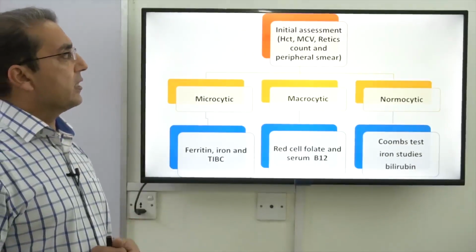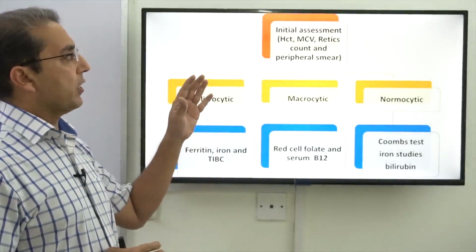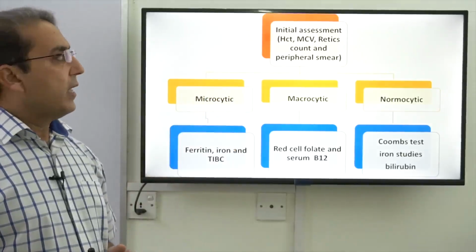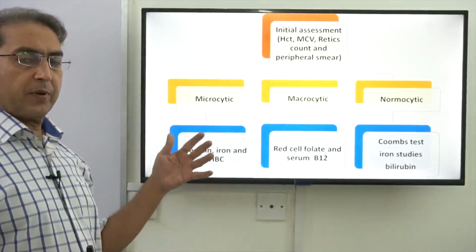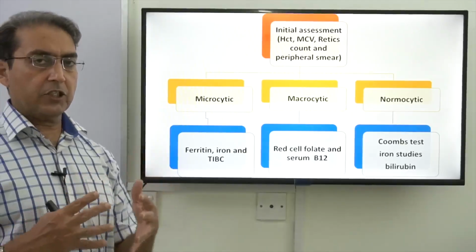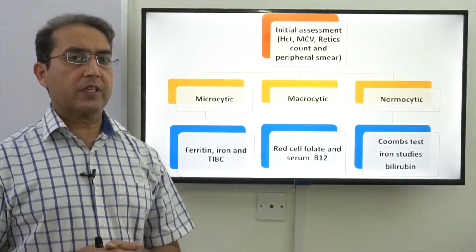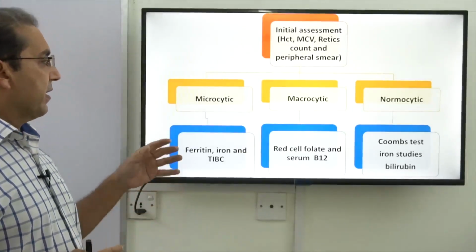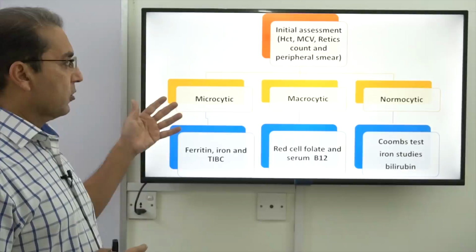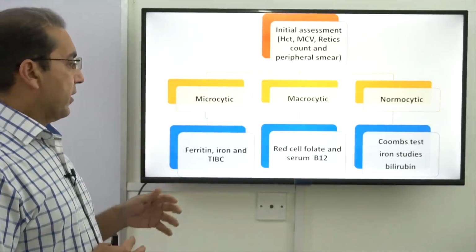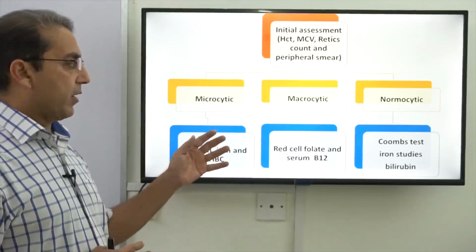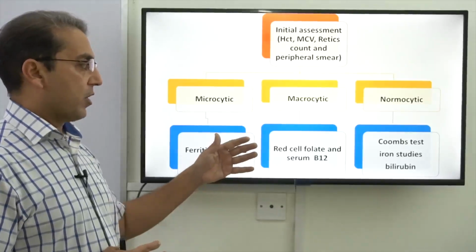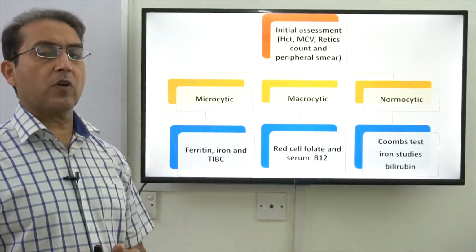Now what's the initial assessment? We go for hemoglobin, hematocrit, the mean corpuscular volume, the reticulocyte count, and we look at the peripheral smear. So that is the initial workup for the patient who presents with anemia. Now a patient may have microcytic anemia. In microcytic anemia, we would like to examine the ferritin, the iron, and the TIBC. In macrocytic anemia, we go for red cell folate and serum B12.